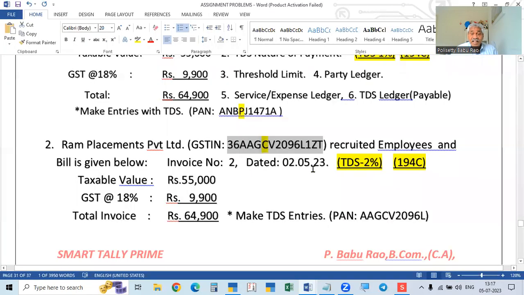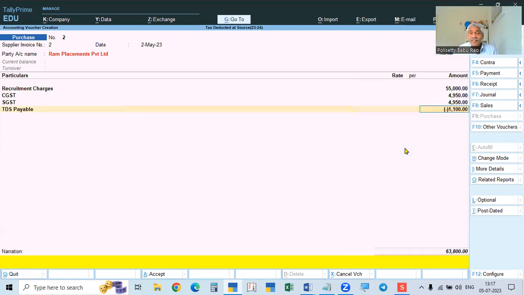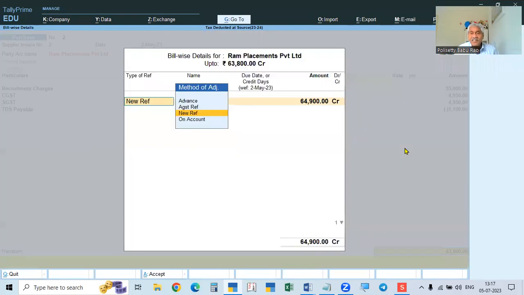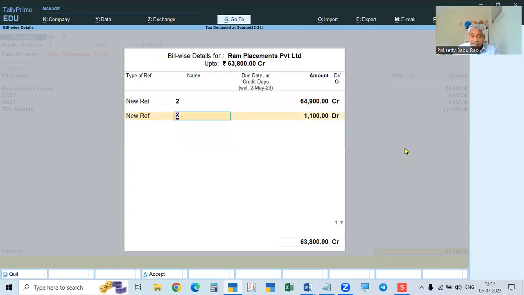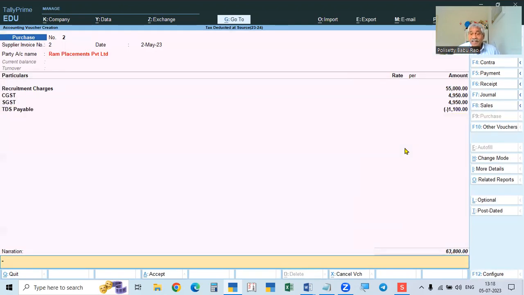Because this is a company, company means other than individual, so it is 2%. 550 is 1%. 2% is 1,100 rupees deducted. See, 1,100 rupees deducted automatically. Okay, 1,100 rupees is deducted. And then total amount is 64,900. And here TDS is 1,100 rupees debit, credit debit, balance 63,800 rupees. You have to make the payment, 63,800 rupees.